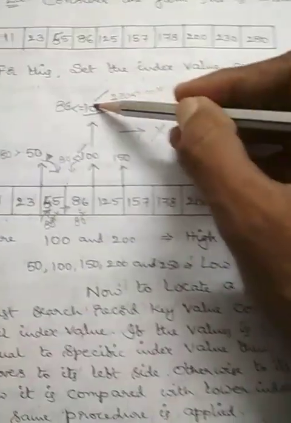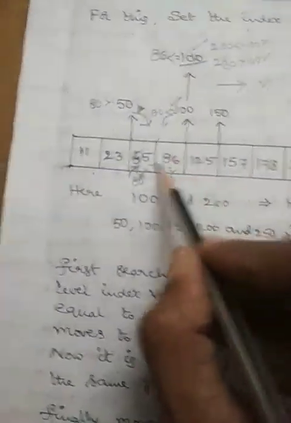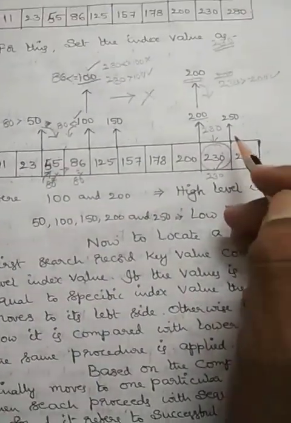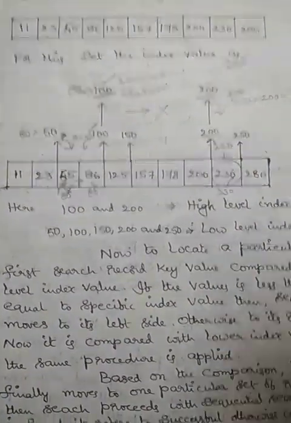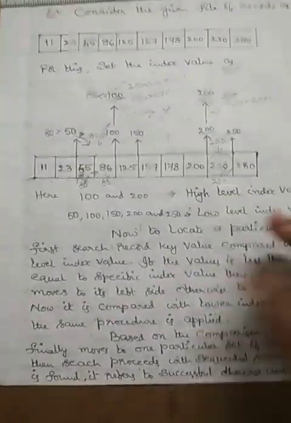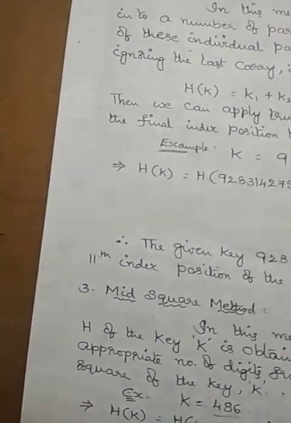Here indexes are used and sequential search is used in both cases. That's why this is called the indexed sequential accessing technique. So this is the end of our sequential, direct access and indexed sequential techniques.